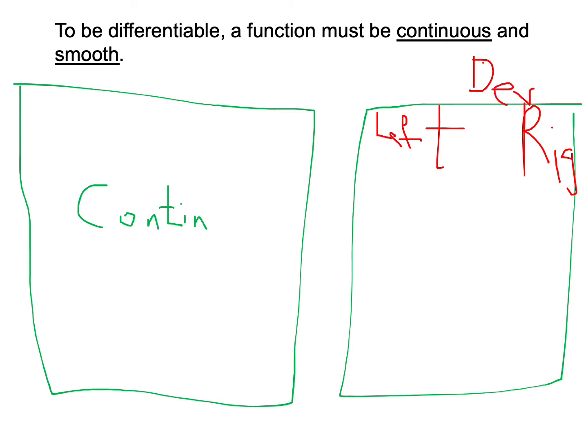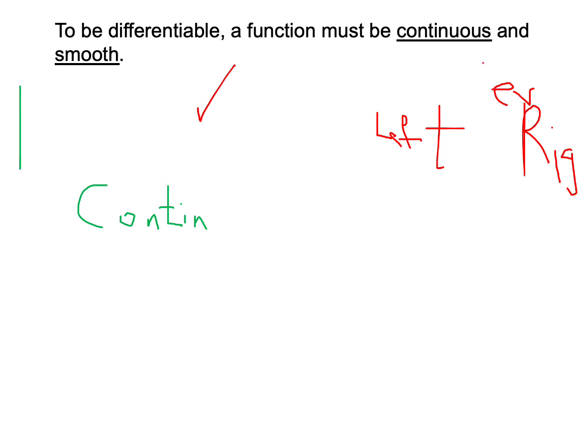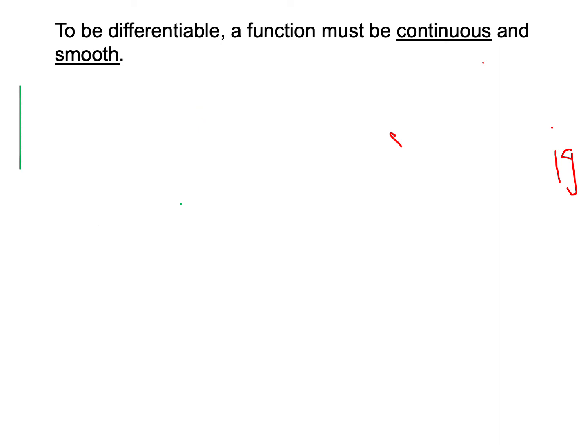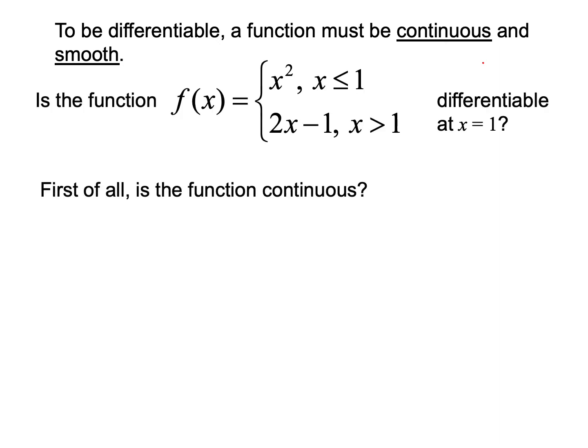So always, if this condition is satisfied, that's not enough. I need to check the second condition. So both should be satisfied. To do that, we'll take this example and we'll see how these two conditions work with differentiability, as we saw before. So let us take this example.